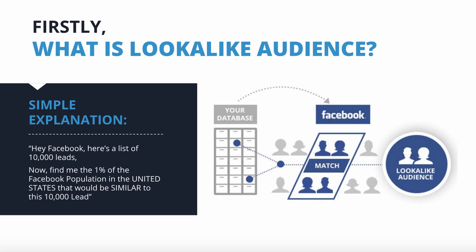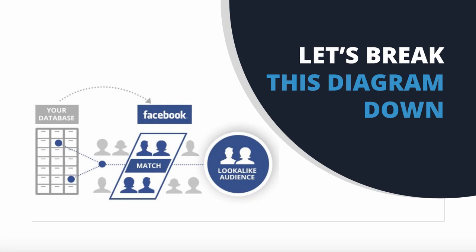So you might say, hey, Facebook, here's a list of 10,000 leads. Then what Facebook does is it finds a larger audience that's very similar demographically to those 10,000 leads. Facebook might find an audience of like 1 million people that are similar to the 10,000 leads, and then you can run ads to those 1 million people. So that's how a lookalike audience works.